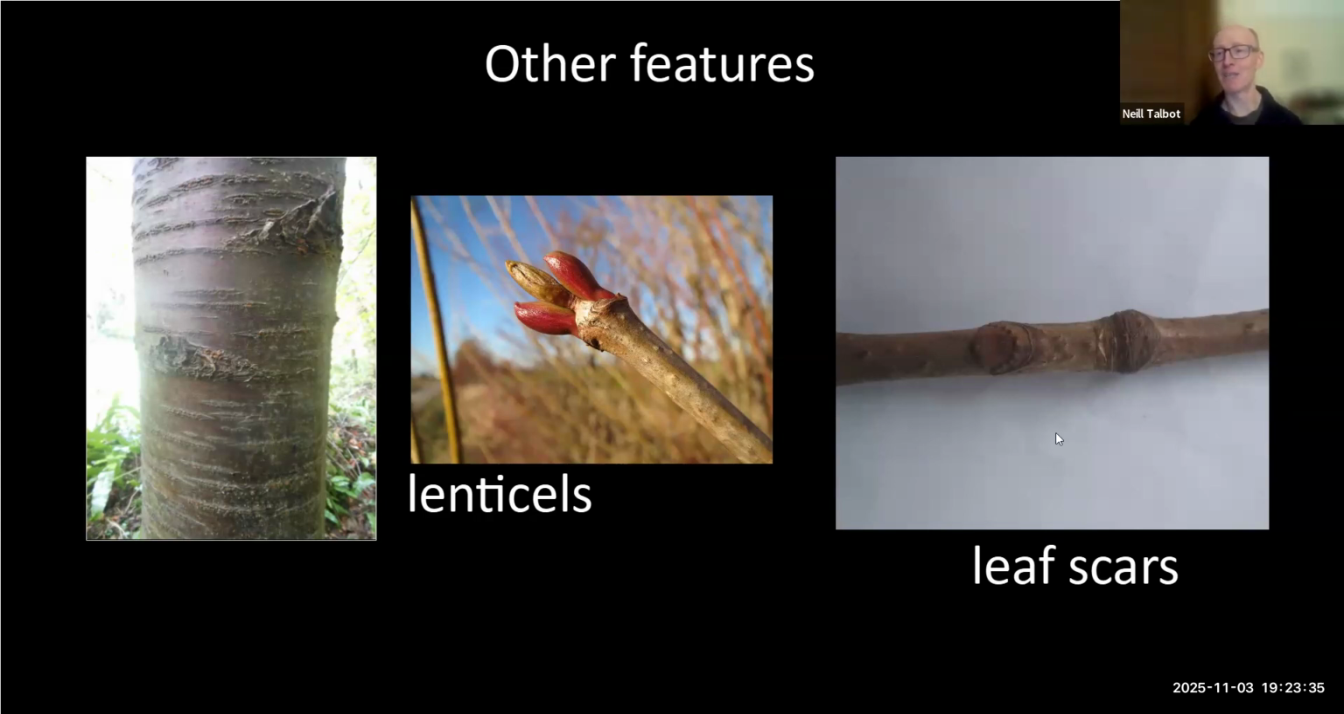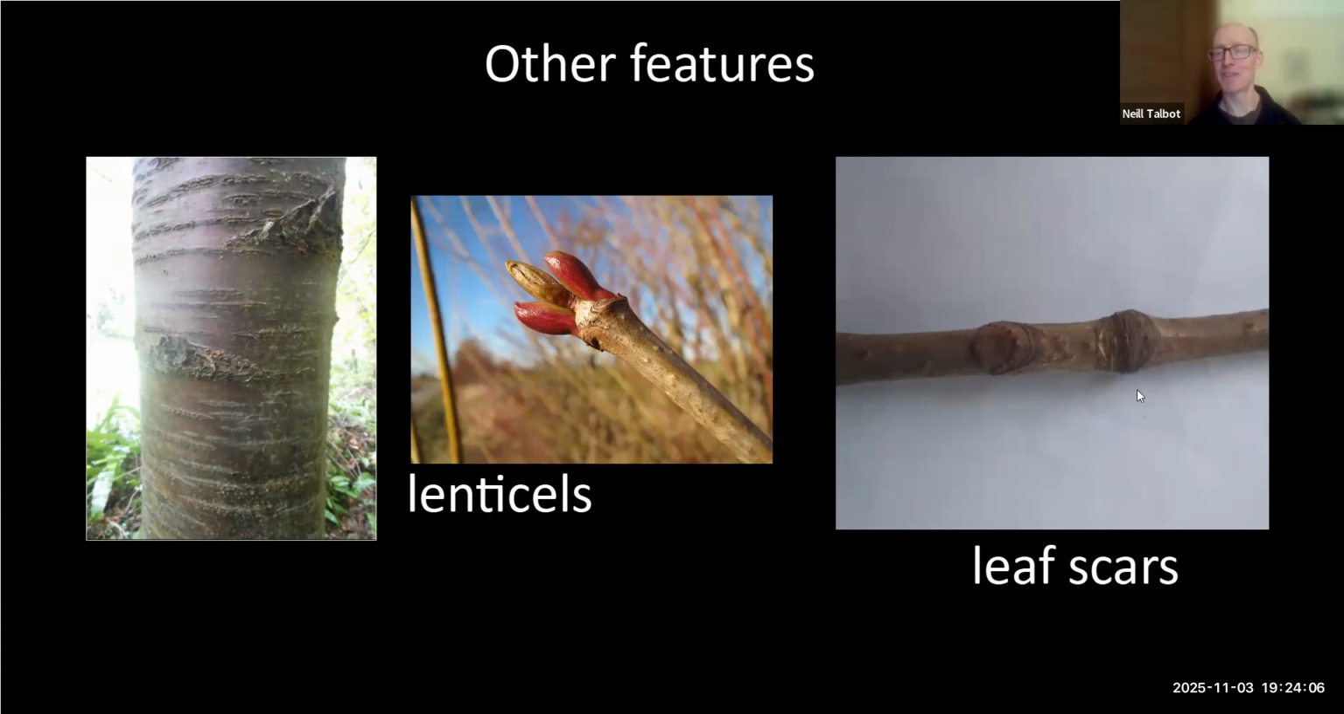One of the other things to look at is the leaf scars. On this picture on the right, this is a horse chestnut. This is basically where the previous year's leaf has dropped off. This horse chestnut's scar is a horseshoe shape, so that's partly why horse chestnut got its name.